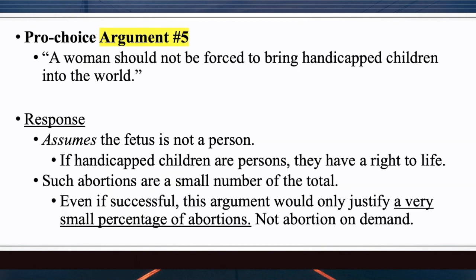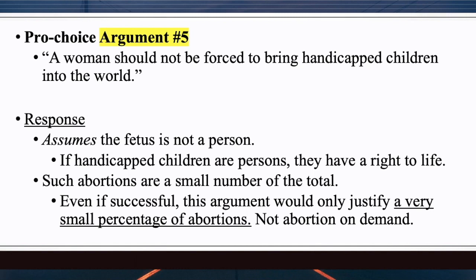Okay, pro-choice argument number 5. A woman should not be forced to bring handicapped children into the world. Response: again, it begs the question. It's assuming the fetus is not a person. The pro-choice advocate assumes it's not a person. If handicapped children are persons, which they are, they have a right to life. If they're persons, it doesn't matter if they're handicapped or not, they have a right to life.